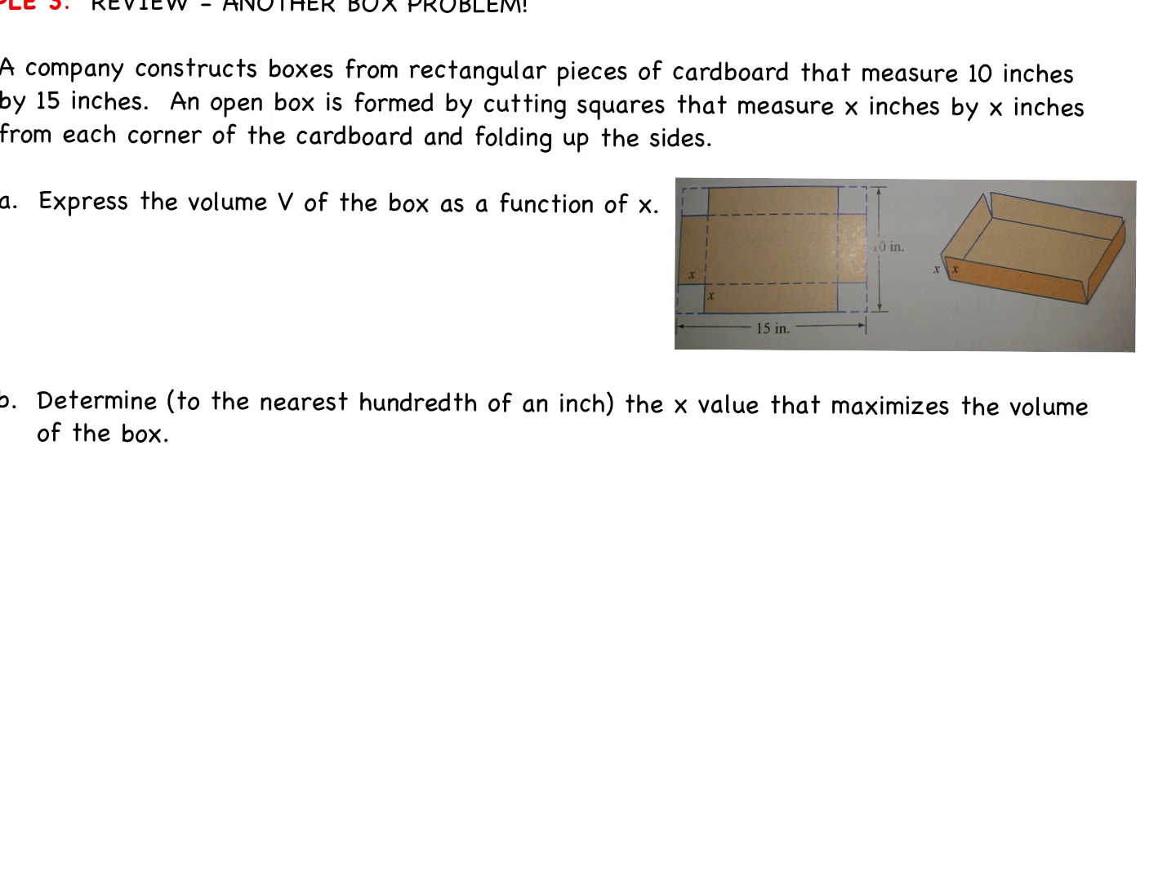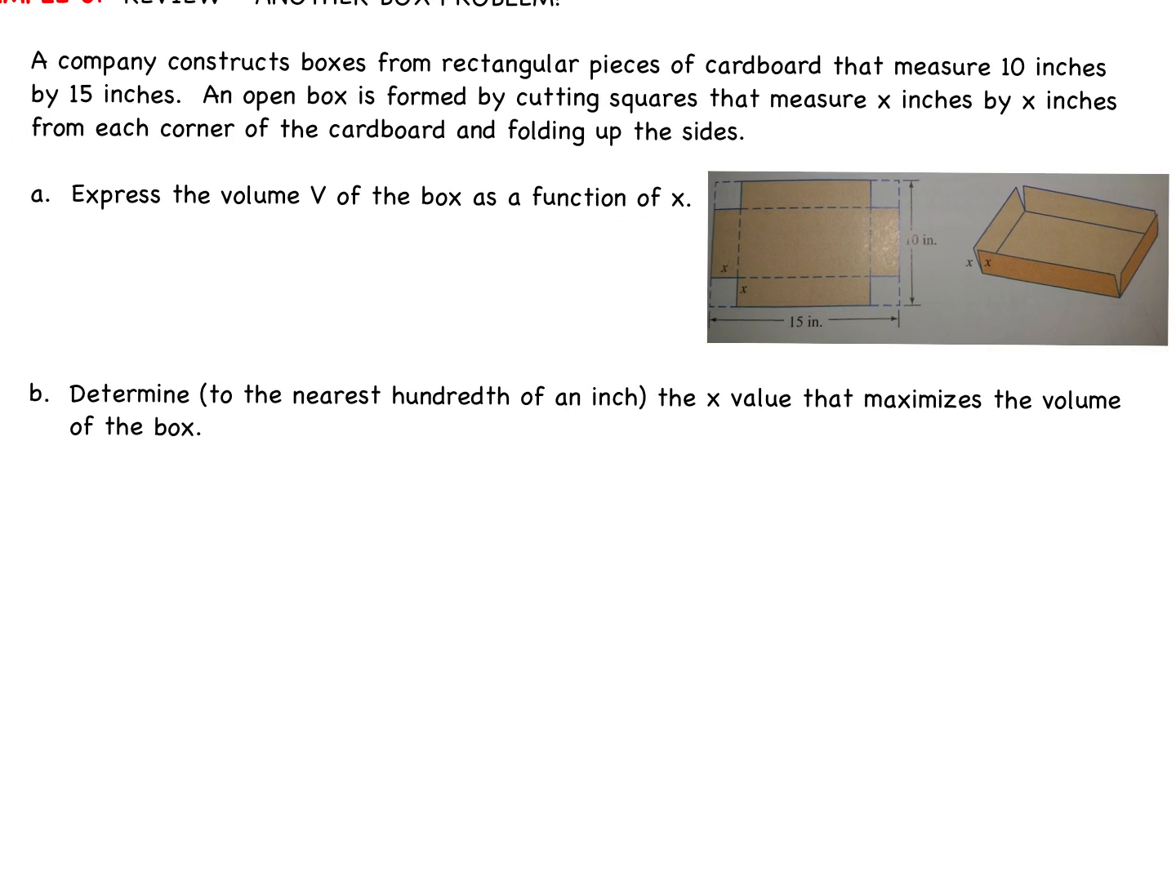First thing to review is how to find volume. The volume of a prism is length times width times height. We are told that our volume has to be a function of x, which means the only variable we are allowed to have is x. On the left, we have our flat piece of cardboard. On the right, we have the box that's formed. What's nice about the figure is that we know the height of the box is x. So what we have to figure out is how to determine the length and the width.